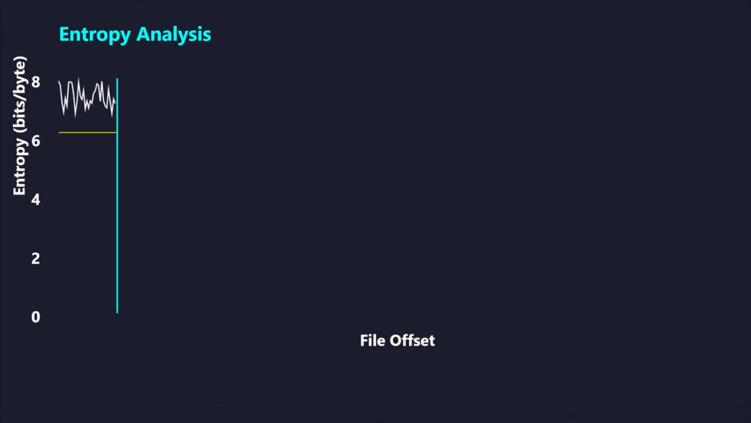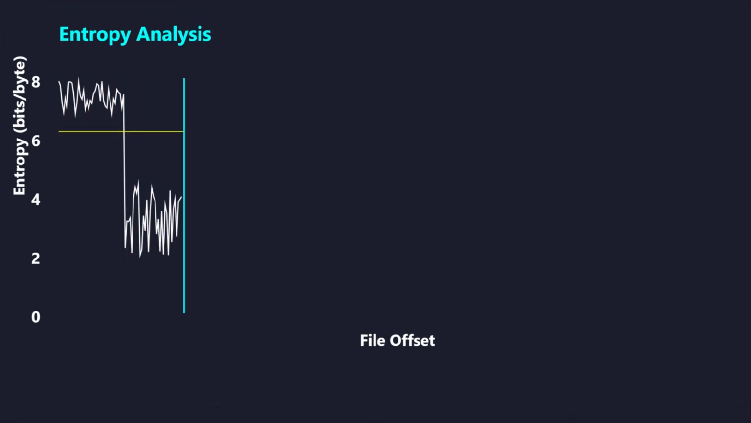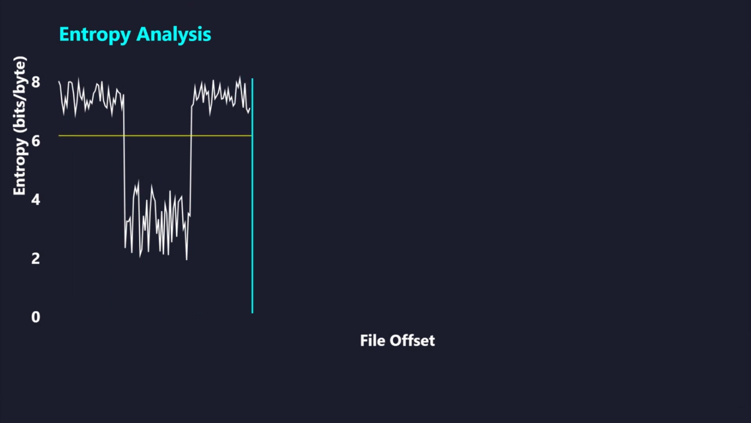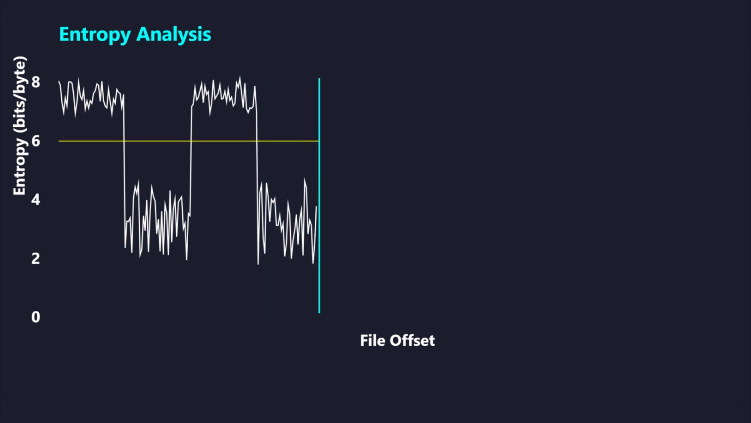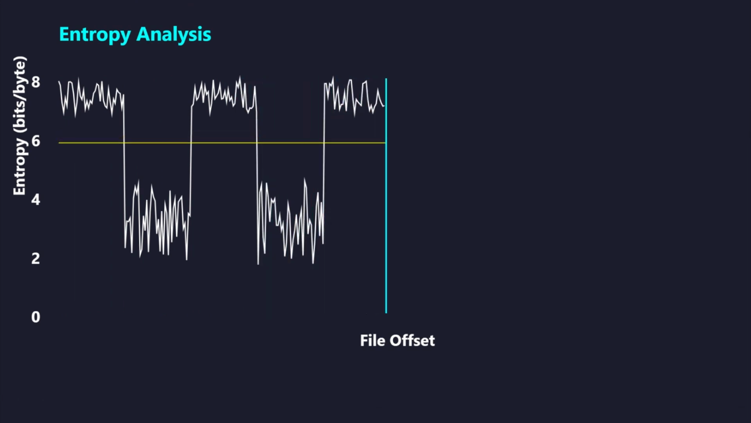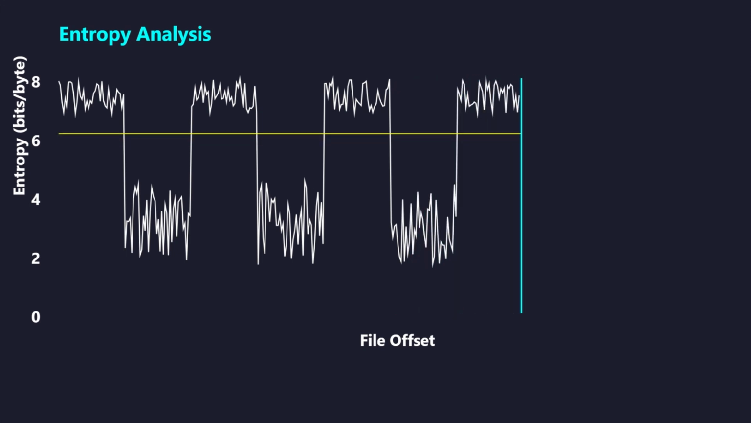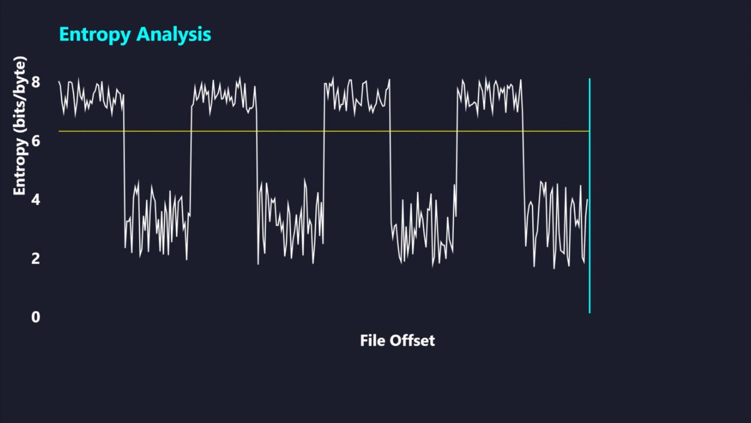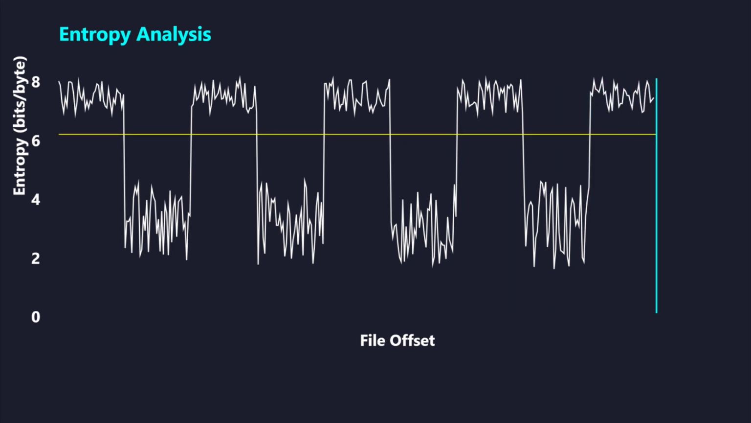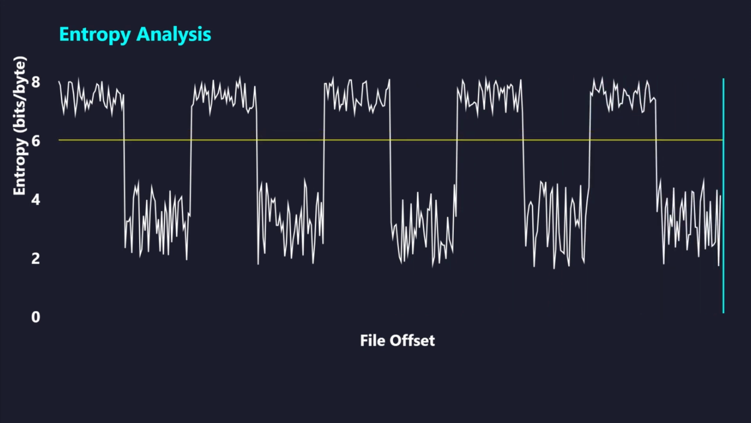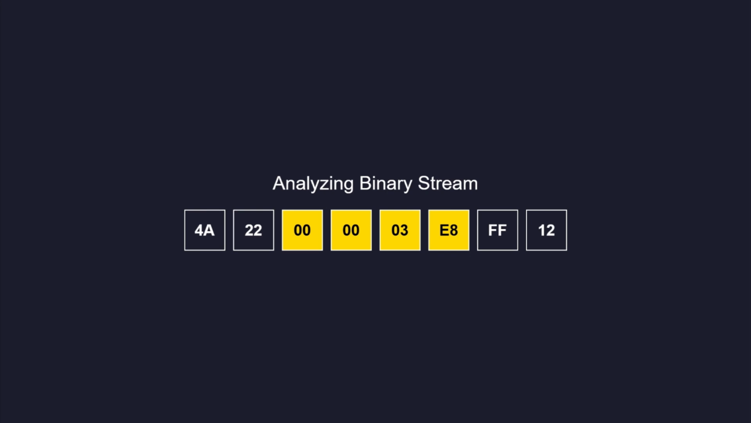Scrutinize file entropy to isolate compressed binary streams from structured headers. High randomness indicates zlib or proprietary encryption, while low entropy reveals repeating mesh connectivity patterns. Identifying these zones allows you to target your reverse engineering efforts on the raw data rather than wasting time on encrypted noise.